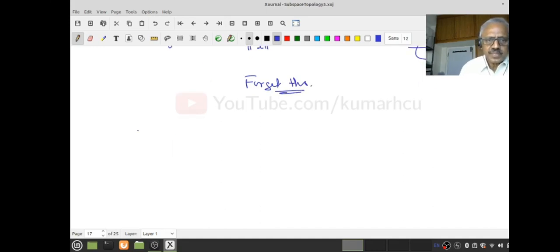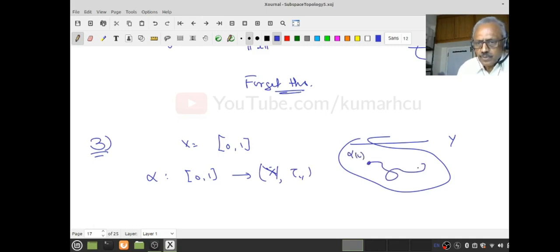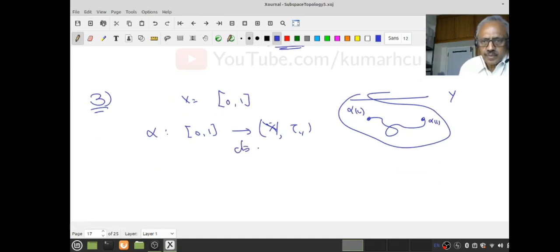Okay, so let us look at a third example. Actually, this is going to be the second example. Suppose I take 0 1, this is my x, and this is my y, and by a path alpha I mean a continuous function from x to y. This is alpha at 0, this is alpha at 1. Okay, this is continuous, right?